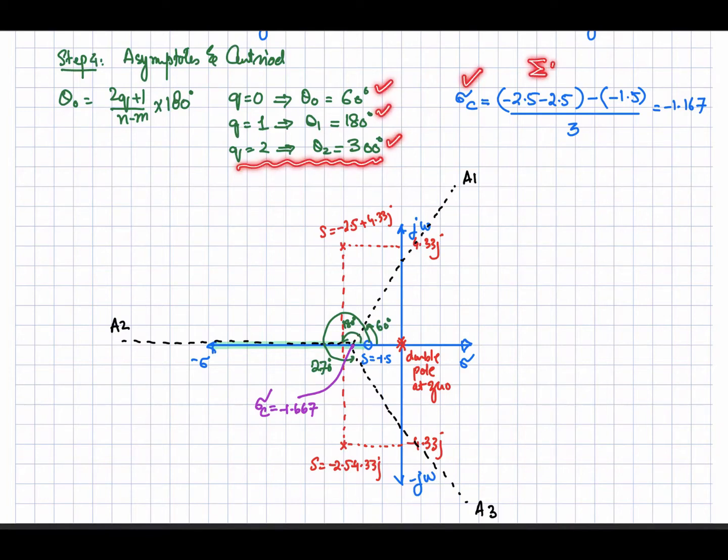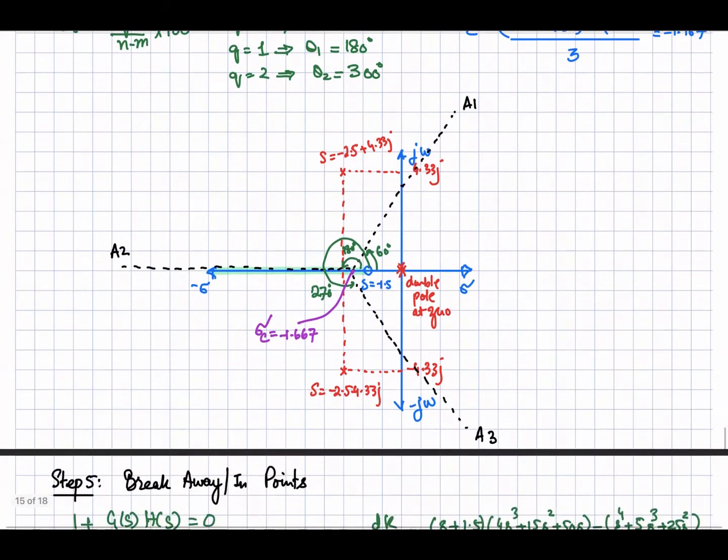And if we calculate the centroid: the sum of the real parts of the poles, two poles at minus 2.5 and minus 2.5 and the double pole at 0, minus the real part of the zero, which is minus 1.5, divided by n minus m. n minus m is 3, so we will get minus 1.167. So our asymptotes will intersect the real axis at this point.